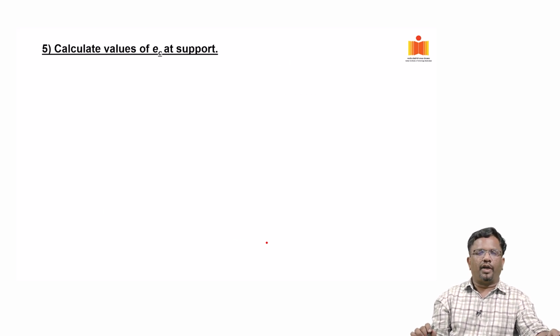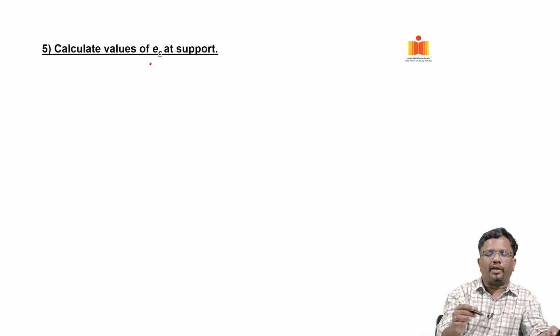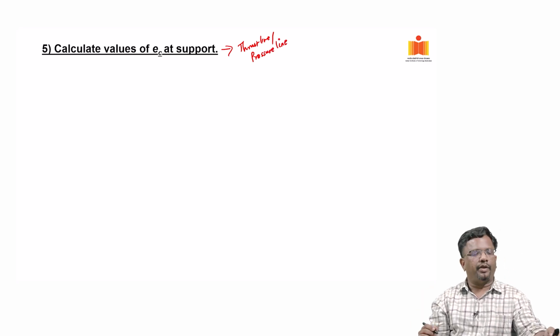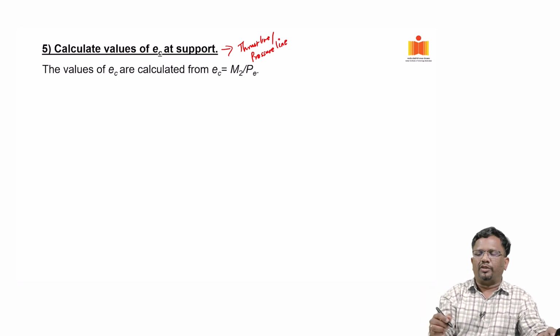Okay, now we have done this moment distribution. Let us look at the values of EC. Now, what are the values of EC? This is the location of your thrust line or pressure line. Now, you see what is EC, which is M2 by P.